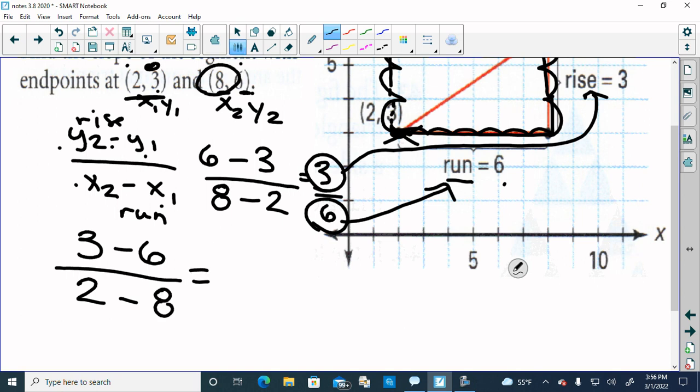So if I simplify this, 3 minus 6 gives me a negative 3. 2 minus 8 gives me a negative 6. And negative over a negative is the same as having a positive. So these two are exactly the same. So the catch is, it doesn't matter which y you start with, just make sure that the x below it is coming from the same parentheses. So that is our first example.